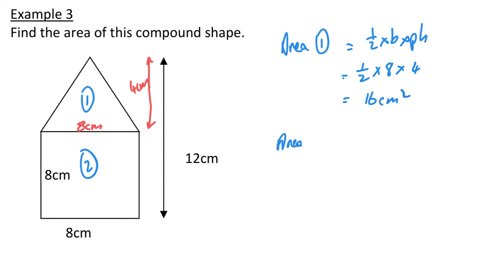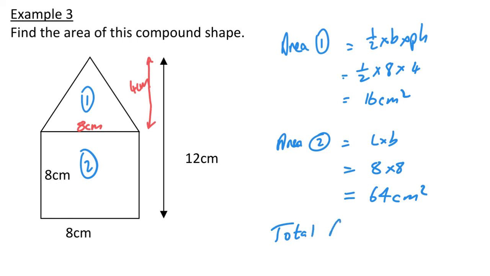Area 2 is length times breadth, which is 8 times 8, which is 64 square centimeters. So the total area is 16 plus 64, which is 80 square centimeters.